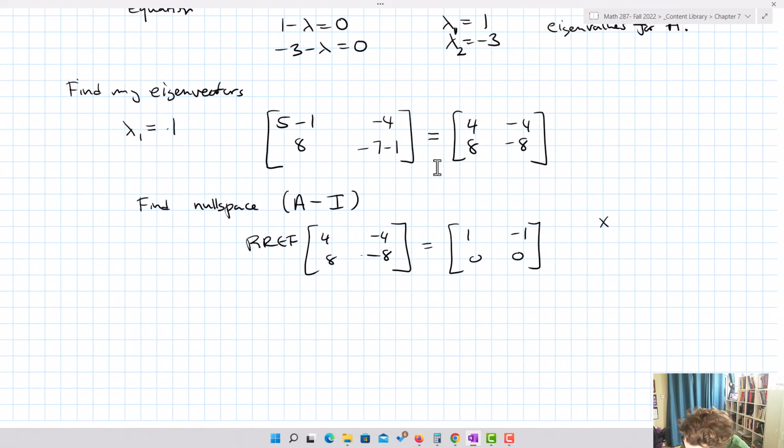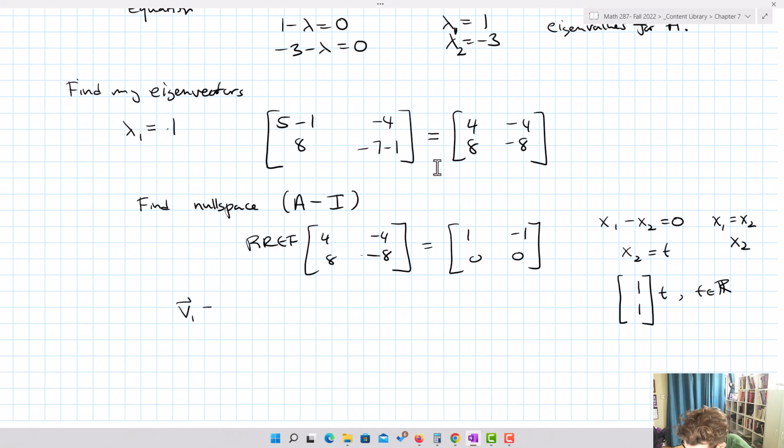Rewriting, I get that x1 minus x2 equals 0, and then x2 ends up being free. So my vector is x1 equals x2 and simply x2. The actual space is going to be t belonging to the reals times the vector (1, 1). We're just going to write that vector, and we'll call it v1.